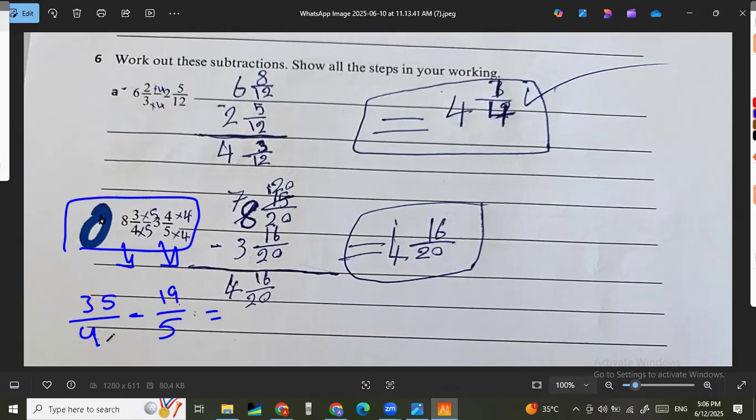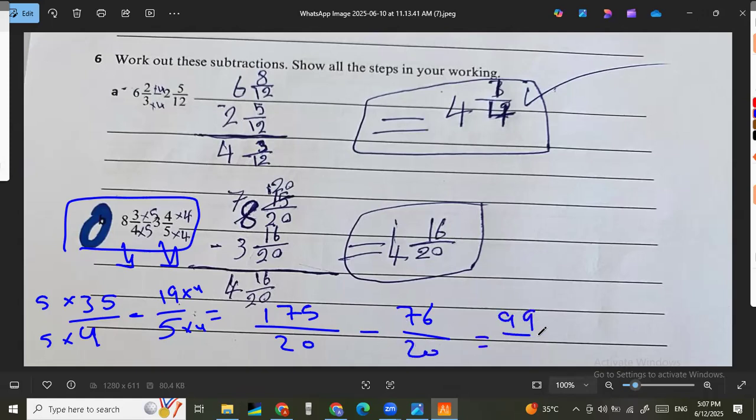Let's do this: 35 over 4 minus 19 over 5. We need to subtract them, so the denominators must be the same. You multiply here by 5, here by 4, and the same up top, by 5 and by 4. Let's now see what this is going to be. 5 multiplied by 35 is 175 over 5 times 4, which is 20, minus 19 times 4, which is 76, over 5 times 4, which is 20.